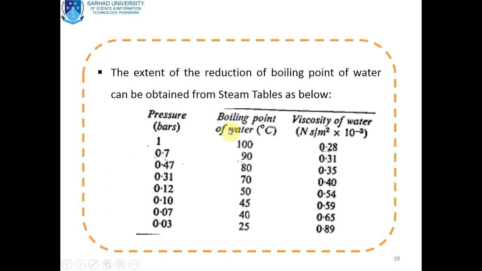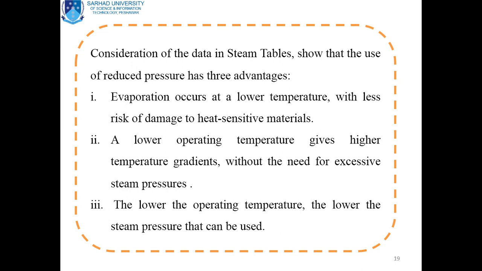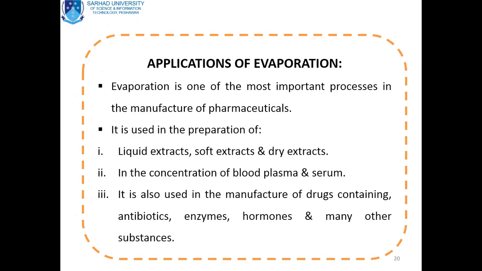If you reduce the pressure, then the boiling point of water will be reduced, and similarly the viscosity will increase when we reduce the pressure, and the boiling point of water will decrease. And from consideration of the data in the table, we have explained in detail three advantages of using evaporation under reduced pressure.